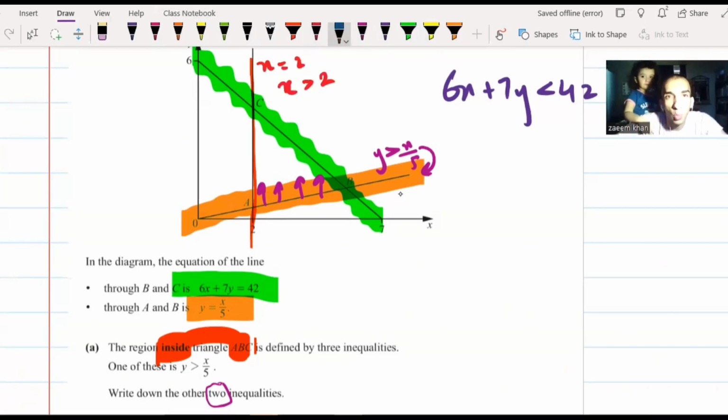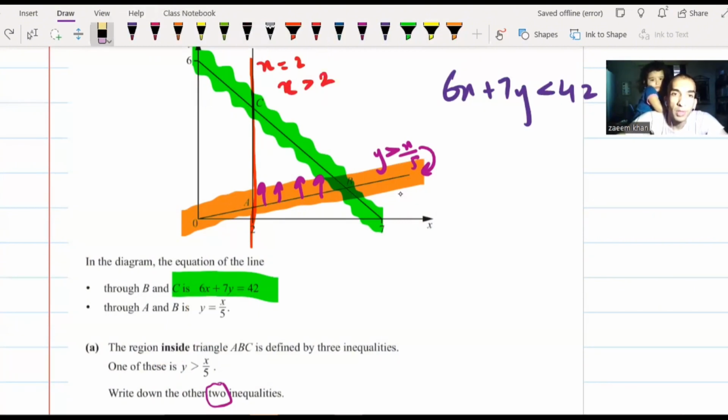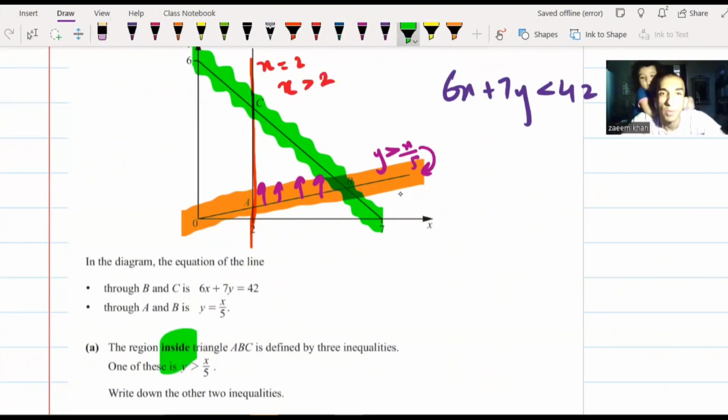Now, why aren't we introducing greater than or equal to, or less than or equal to signs? Why are we only resorting to writing down either a greater than symbol or less than symbol? Why aren't we including the is equal to sign? Not too sure? No problem. The key word is over here. Can you read this? Inside. They're asking us to stay inside the triangle.